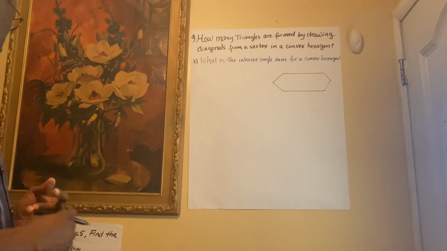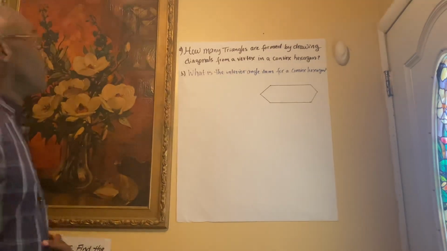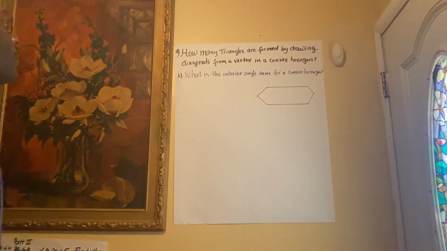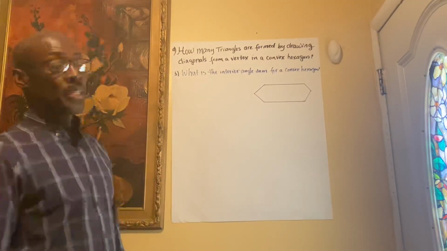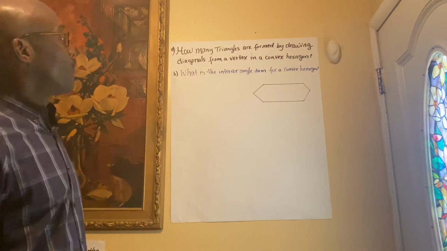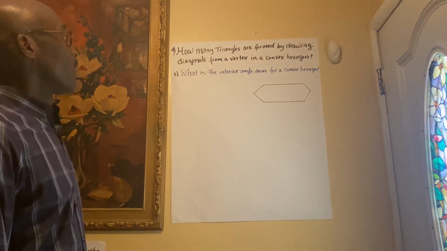Today we're going to learn the polygon angle sum theorem. In the first problem, how many triangles are formed by drawing diagonals from a vertex in a convex hexagon?